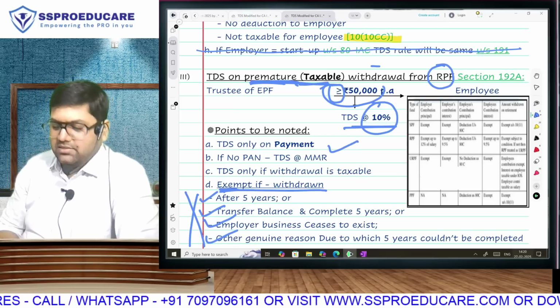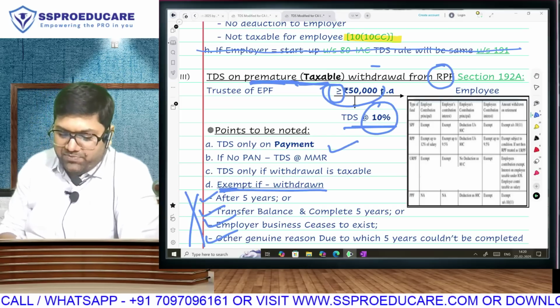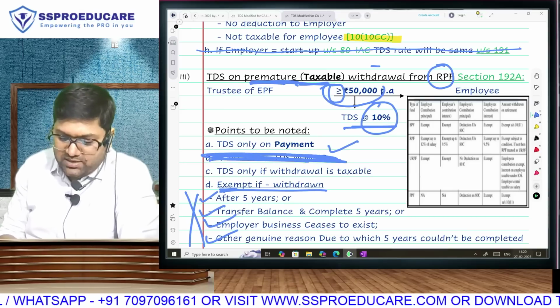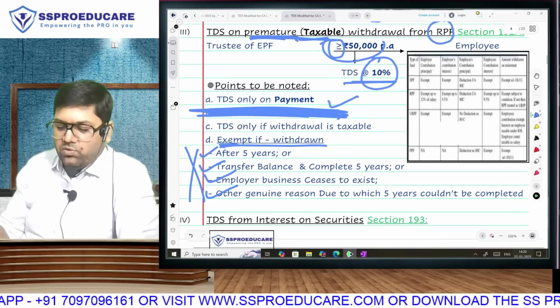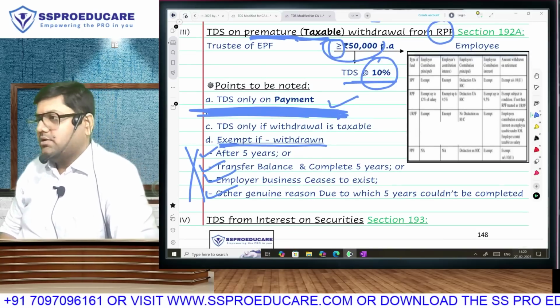TDS at the time of payment also comes in this list. This point is abolished actually, so you can cancel this. I am cancelling it, so it will be visible to you in the PDF, and only if the withdrawal is taxable, that we have already studied.